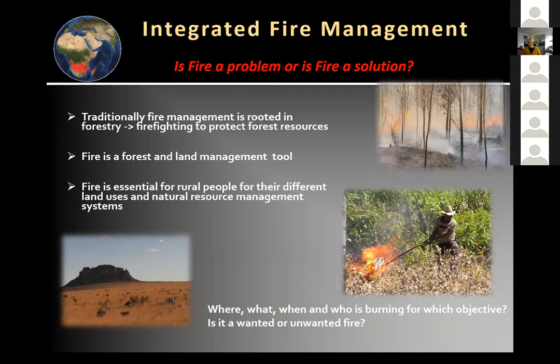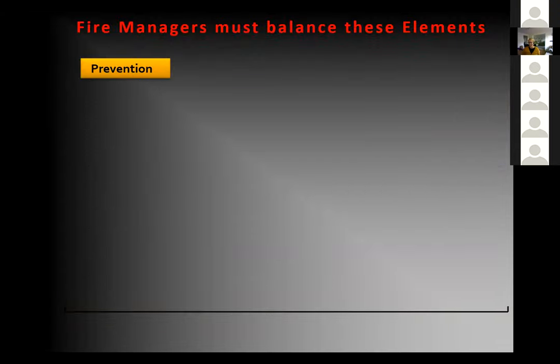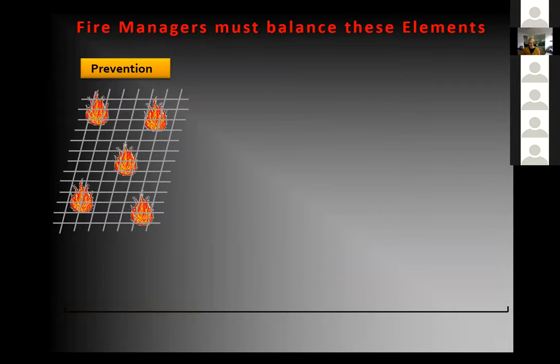So that's why we have to ask ourselves, before we go into considering what fire management is all about, where is burning, what exactly is burning, when it is burning, and who is burning for which objectives. And are these fires we are looking at from above, with the satellite, an unwanted or a wanted fire? All these questions a fire manager has to balance, and that's why we have to look in a more holistic way at what integrated fire management is, because unwanted fires produce a lot of smoke and haze, hence emissions. So we want to prevent these large scale destructive fires, these out of control fires. We have to have a set of certain prevention measures to prevent these unwanted fires from happening at the very beginning.